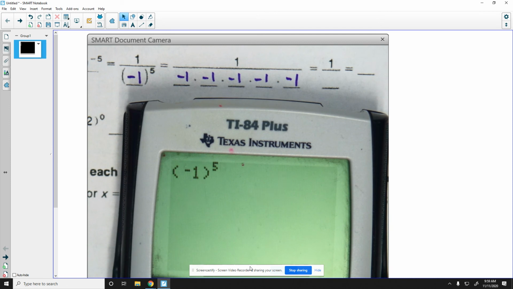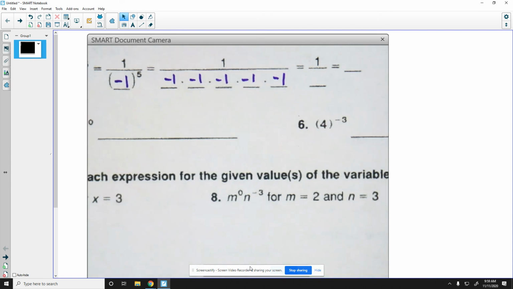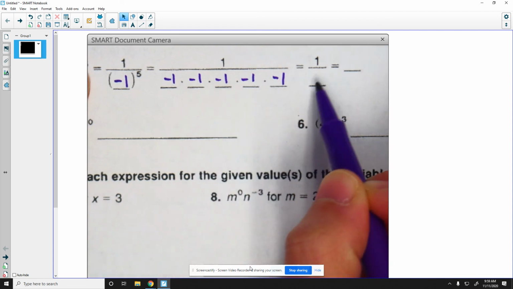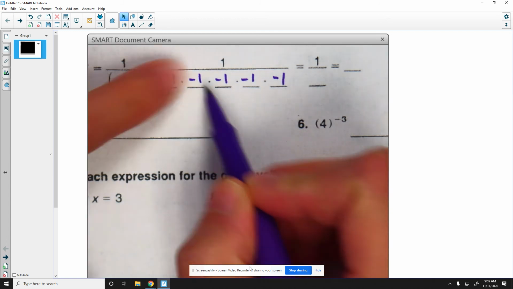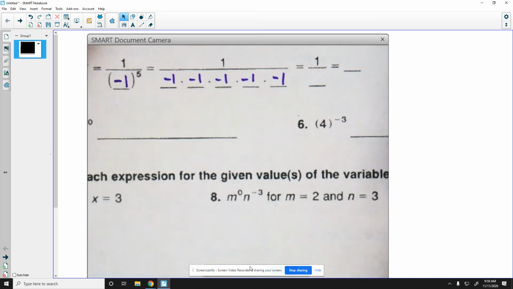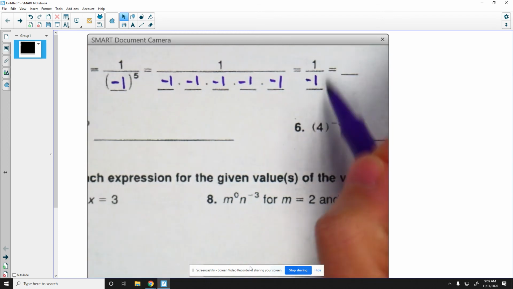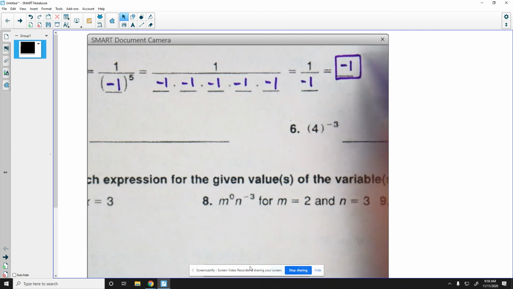Because it would sometimes, 50% of the time, make a difference. Okay, well, negative times negative times an odd number of times. Is that going to be a positive or negative answer? Negative, right? Because negative negative equals positive, negative negative equals positive. You still have a negative left over. And then 1, 1, 1, 1, 1, that still equals 1. So it's 1 over -1, which is just -1 as your answer.